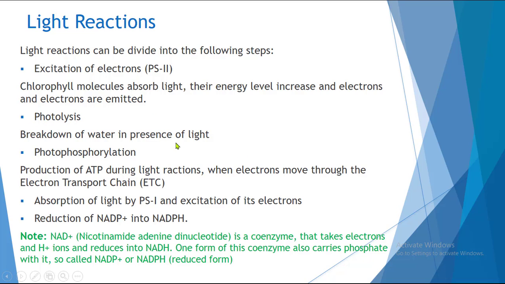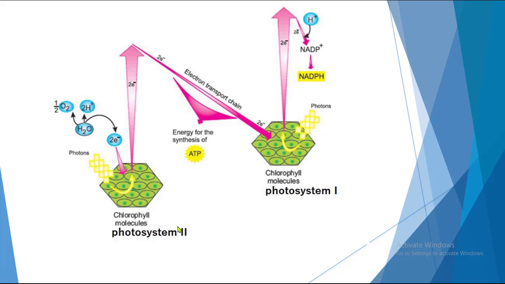Then, the second, we will discuss it with the help of the diagram: photolysis, which is the breakdown of water in the presence of light. Photophosphorylation, the production of ATP during the light reactions using the energy of electrons which are transferred through the electron transport chain. Then absorption of light by photosystem 1 and excitation of its electrons. Then reduction of NADP into NADPH. We will come to this slide, but let's first discuss this diagram.